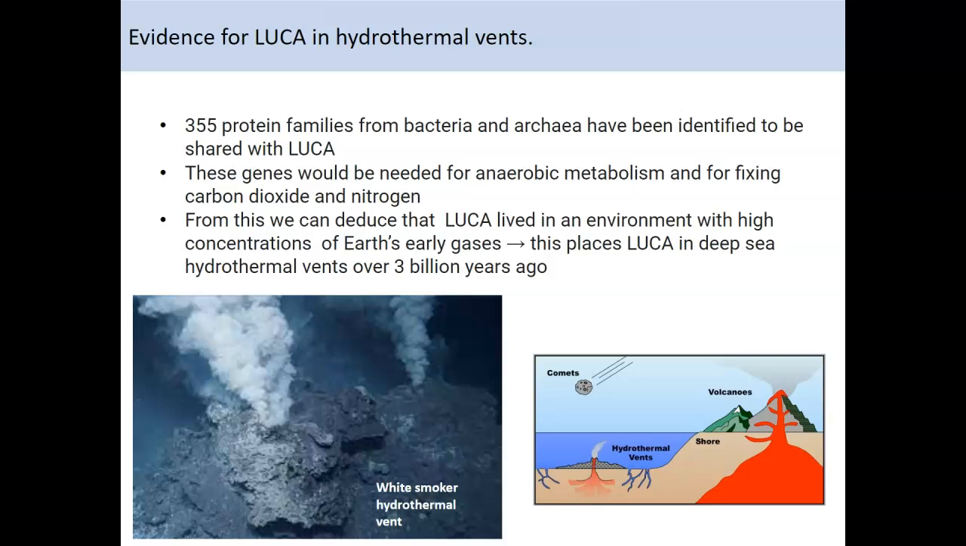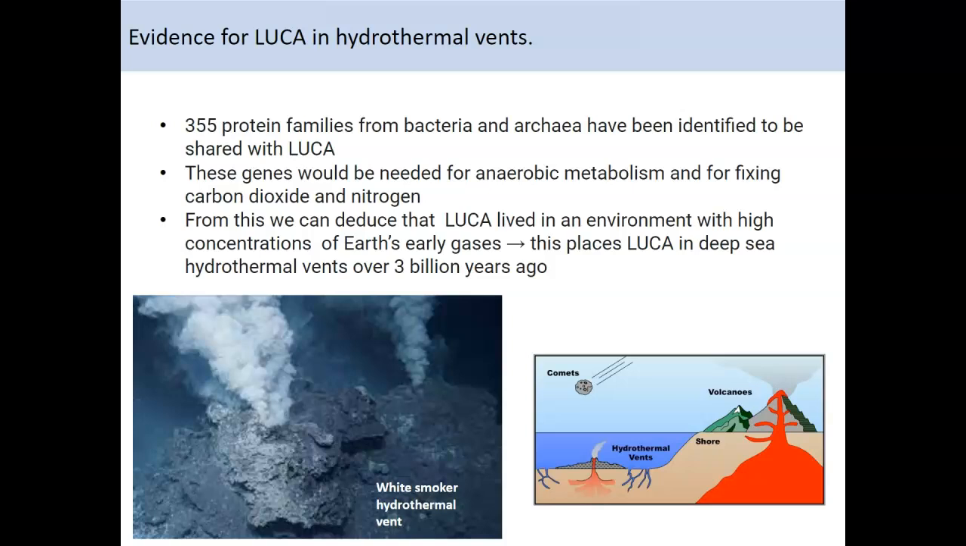Evidence supports Luca as not only the last universal common ancestor, but also that Luca likely formed in those deep-sea hydrothermal vents. 355 different protein families have been identified from bacteria and archaea to have been shared with Luca, so homologies. These would have been genes that Luca would have needed for anaerobic metabolism, since at that time the atmosphere was low in oxygen, and for fixing carbon dioxide and nitrogen so that they could ultimately make organic compounds.